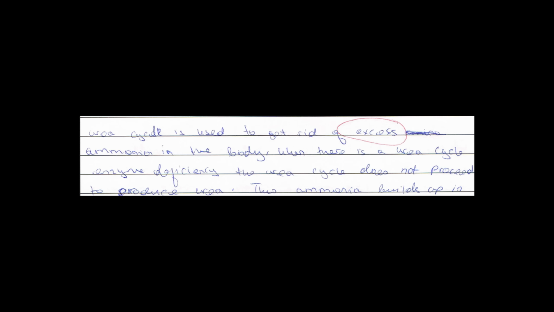Alright, so the urea cycle is used to get rid of excess ammonia. Well, actually, ammonia, I can't stress this enough, ammonia is very, very toxic to the human body. So it's not just to get rid of the excess, it's to get rid of all the ammonia in the body. Ammonia is neurotoxic, the body doesn't like it, we want to get rid of it. So it's not the excess ammonia, it's all of it. So just be very careful with the choice of words you use.